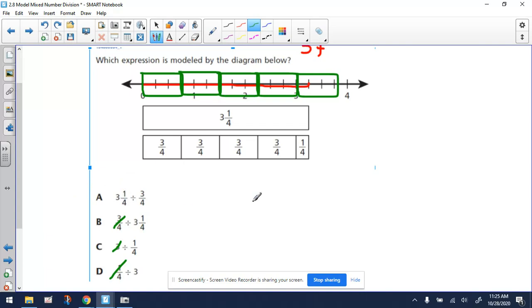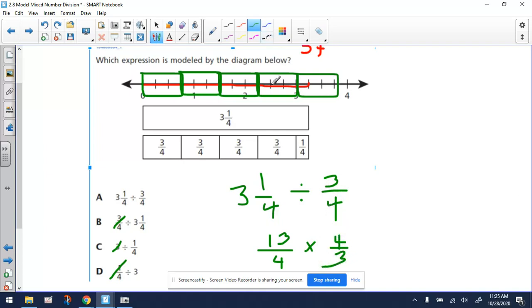Now, to confirm that it is, it's not a bad idea to do the algorithm to see if it matches the picture. So if we were going to turn 3 1/4 into an improper fraction, we would multiply this times this and get 12, plus the one more is 13. And 3 1/4 divided by 3/4, recall, is the same thing as multiplying by the reciprocal of the divisor, which we would flip to being 4/3. And wouldn't we take advantage of the fact that we can simplify our factors here by dividing by 4? And if we go across and do 13 times 1, we get 13. If we do 1 times 3, we get 3.